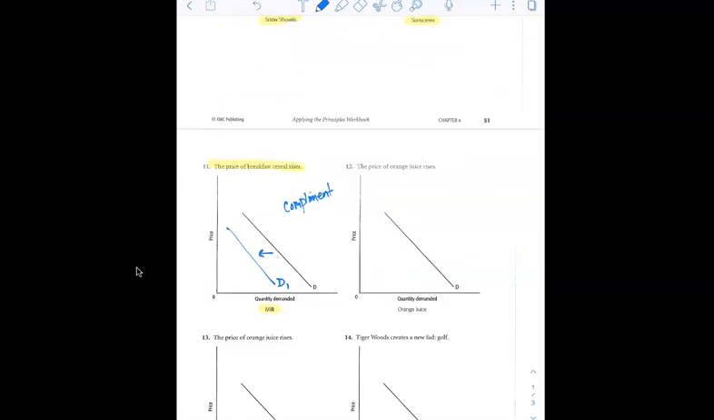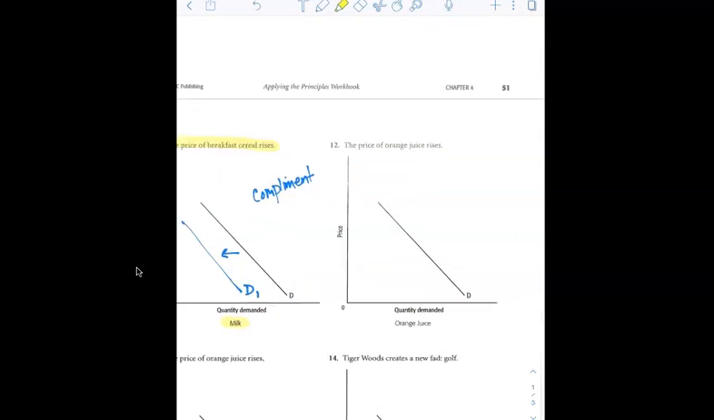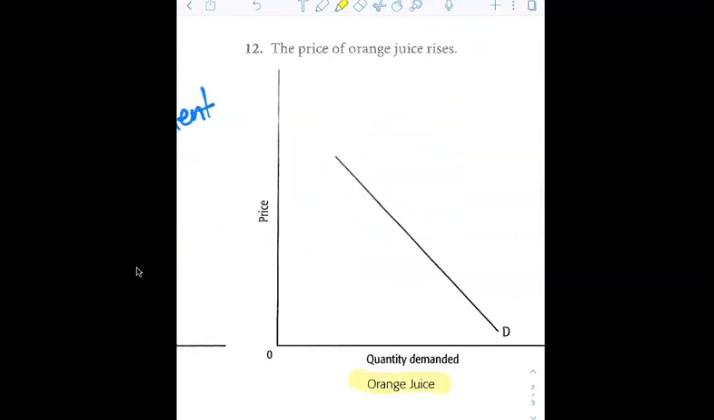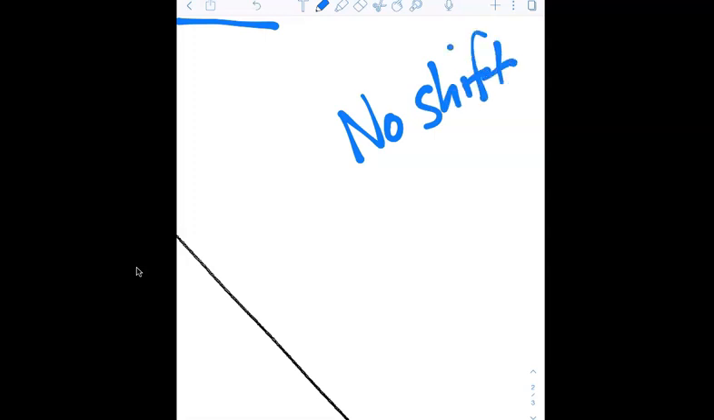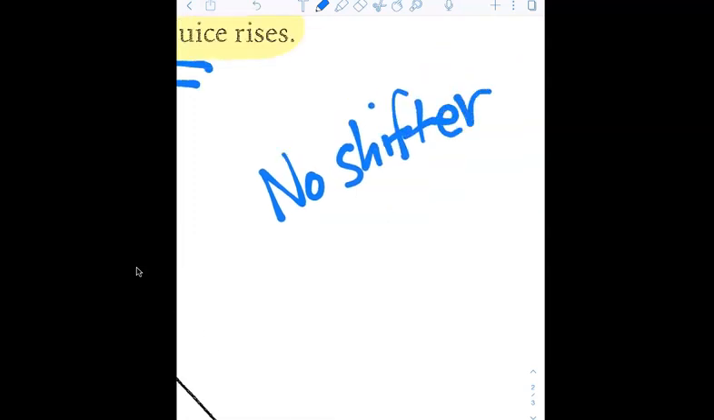Number 12, we have the market is orange juice, and what we're told is the price of orange juice rises. This is a tricky one. There's nothing in this example that's causing us to shift our demand for OJ. All that's happening is the price is changing. So on the side here, I'm going to draw, imagine this. You have an old price and you have a new price. So I guess we have to write this down here first. No shift, right? Just movement. So no shifters being met.